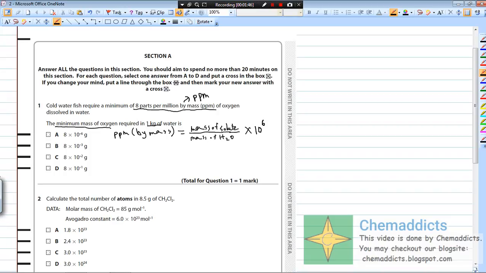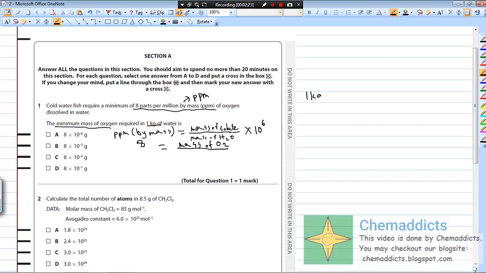So let's see. The value for ppm is 8. Let us just substitute the values. We don't know the mass of solute; this should be the mass of oxygen. Let us just leave it like that. The mass of water is 1 kilogram. Here is one thing we need to know: all the answers are in gram, so we need to convert this kilogram into gram.